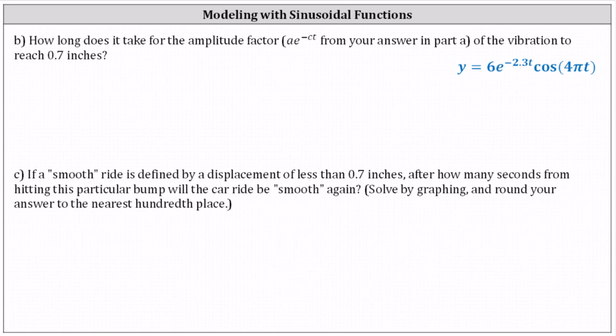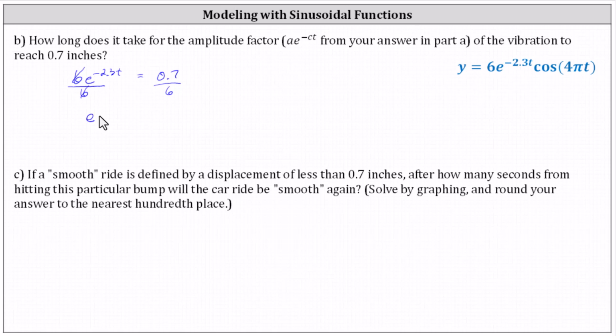Part B, how long does it take for the amplitude factor of the vibration to reach 0.7 inches? The amplitude factor is a times e to the power of negative ct. We'll first solve this algebraically and then check it graphically. To answer the question algebraically, we need to solve 6 times e to the power of negative 2.3t equals 0.7. First, we divide both sides by 6.